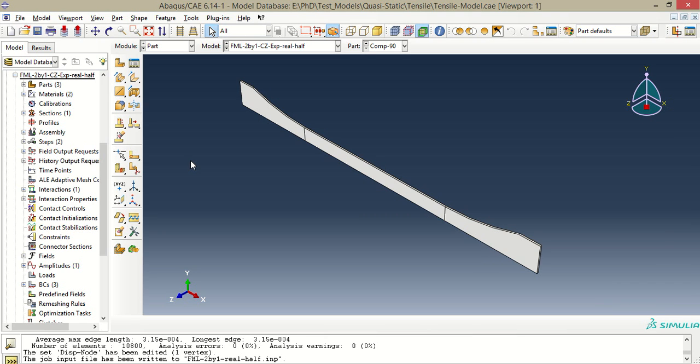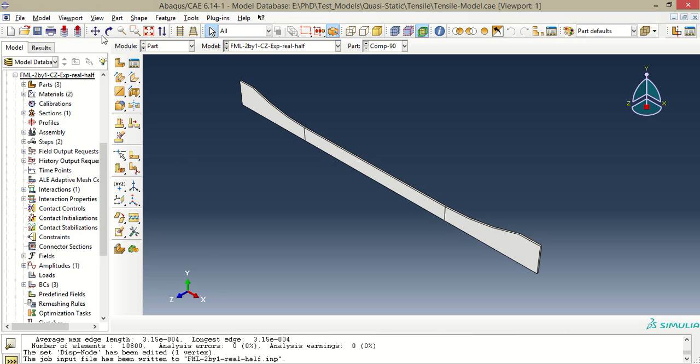Okay, hello guys, this is Sanan, and in this video I'm going to show you the detailed description of how to model the tensile test. Apart from this, I'll also be including some instructions on how to model composite materials, how to model the cohesive zone, and how to club all these things together.